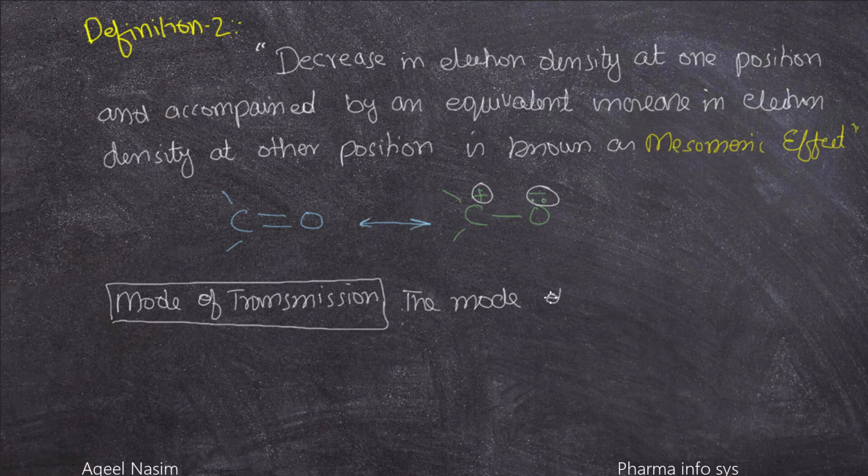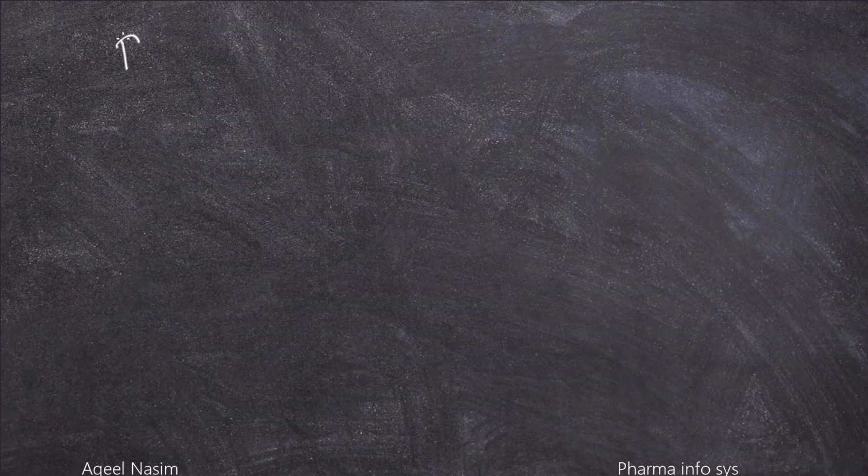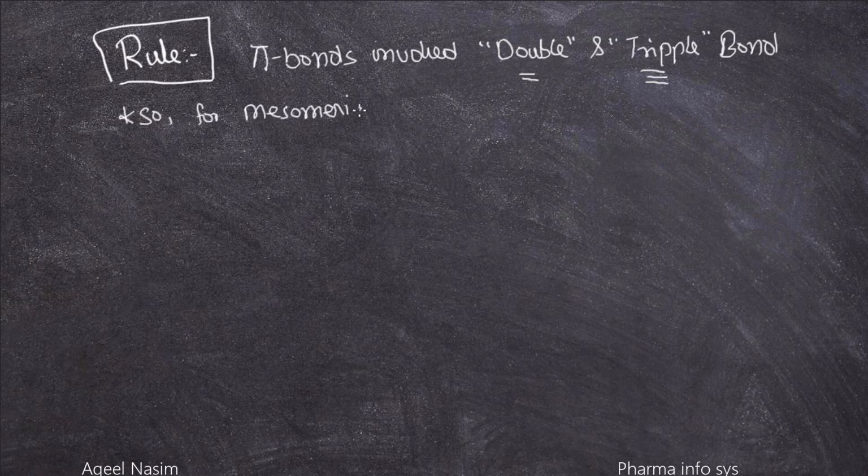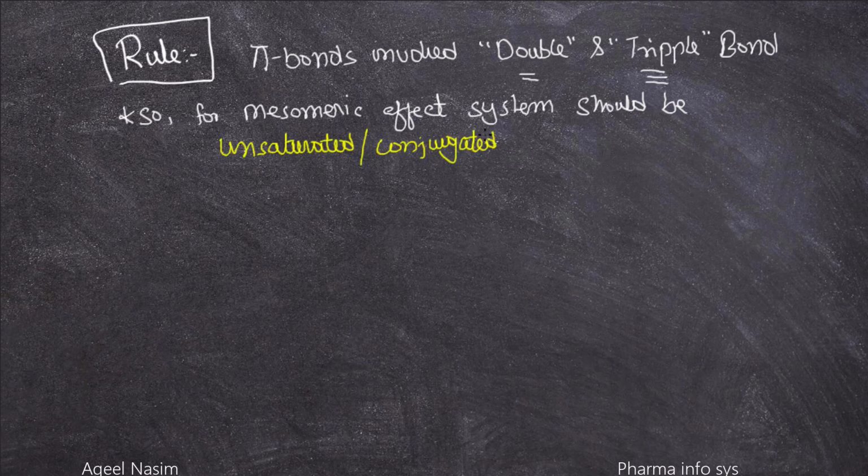Now we discuss the mode of transmission. The transmission of electrons takes place in pi bonds. There are certain rules. Let us discuss the rules. Pi bonds include double and triple bonds. So for the mesomeric effect, the system should be unsaturated and conjugated. Unsaturated and conjugated systems are those that contain alternate double or triple bonds.